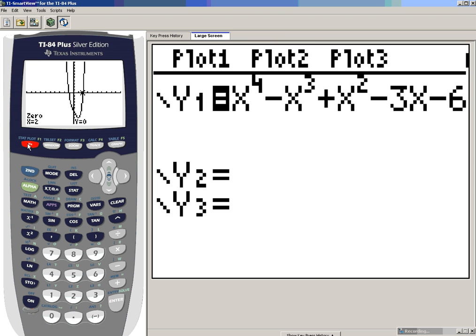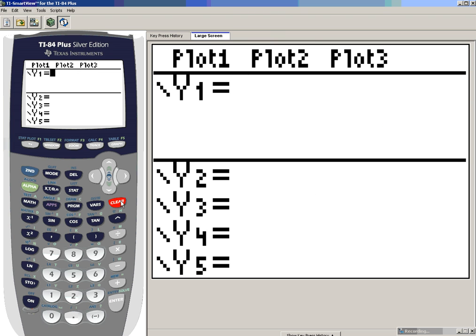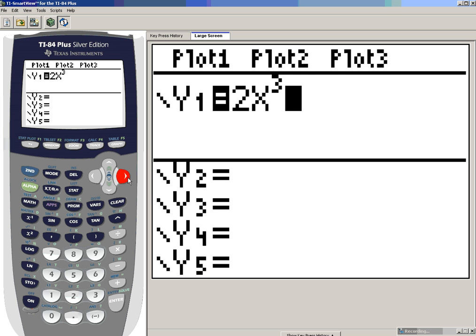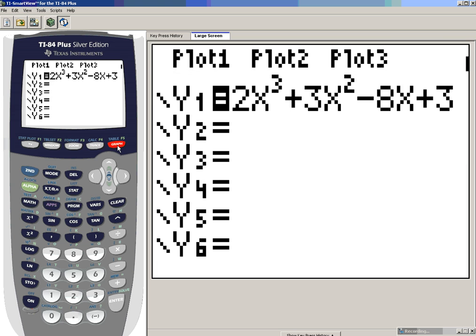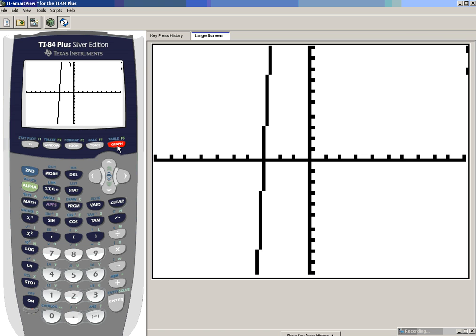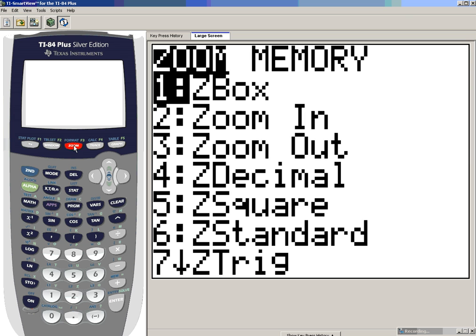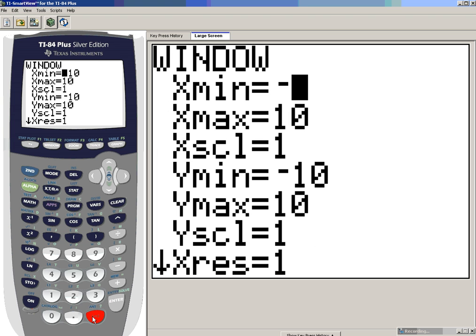So let's go ahead and put this function in. Y equals 2x cubed plus 3x squared minus 8x plus 3. When we look at this graph, we can see that it looks like all 3 solutions in this case are real. I'm going to spread this out a little bit in my viewing window just so you can see it a little bit better.